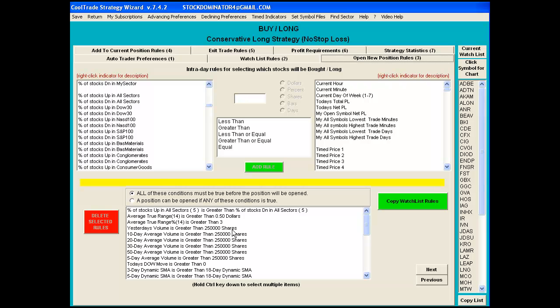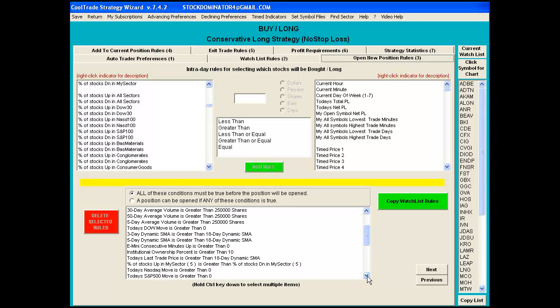Percent of stocks up in all sectors is greater than percent of stocks down in all sectors. You don't want to go long when the overall market's dropping in value. Dow, today's Dow move is greater than zero. Same thing, you don't want to go long when the market overall is negative.